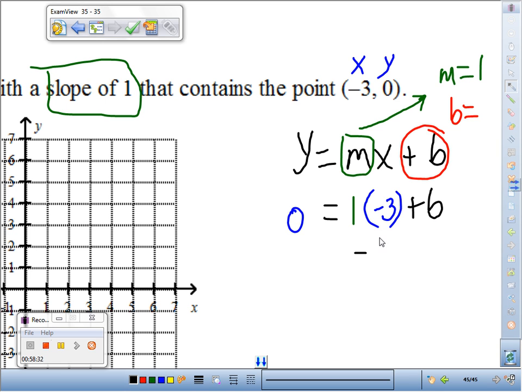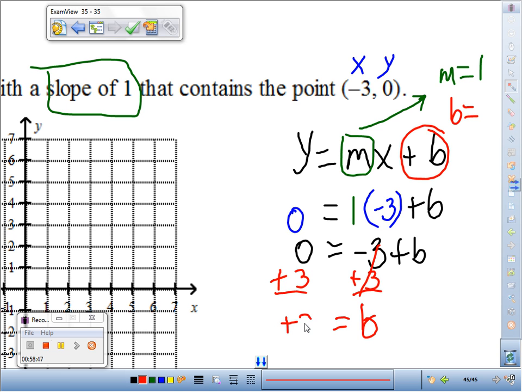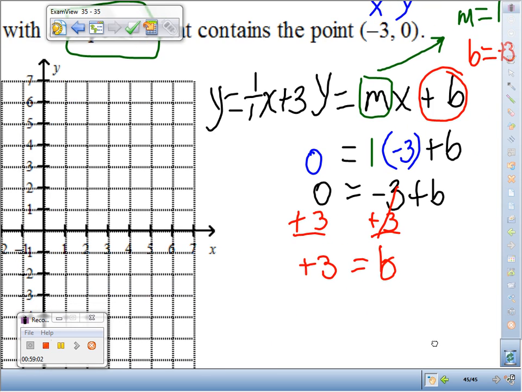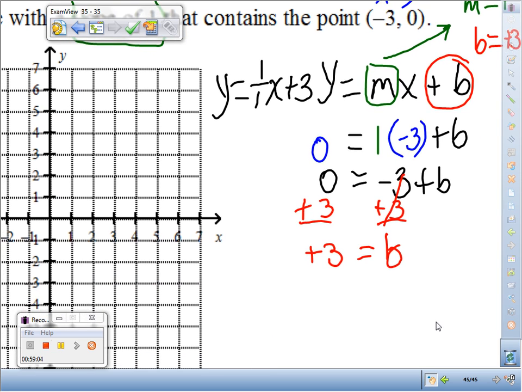So 1 times negative 3 is negative 3. Bring down the plus b equal to 0. Am I done solving for b? No, I need to add 3. So therefore, b is equal to positive 3. So therefore, my b value is positive 3. Can I write an equation given those two values? Yes. So it's y equals 1 over 1x plus 3. And now that I have that, now I can graph my line.